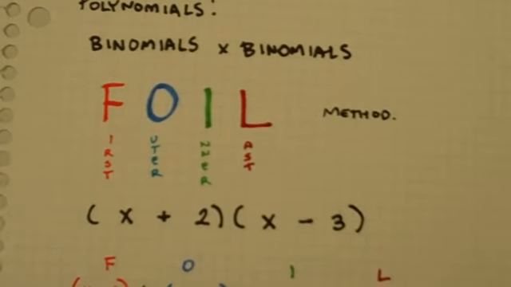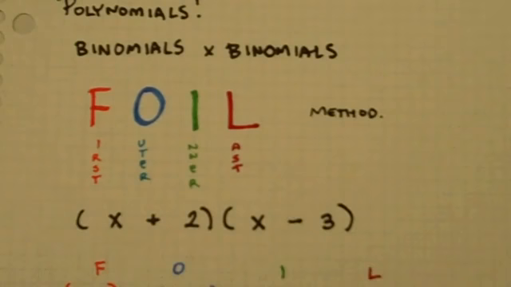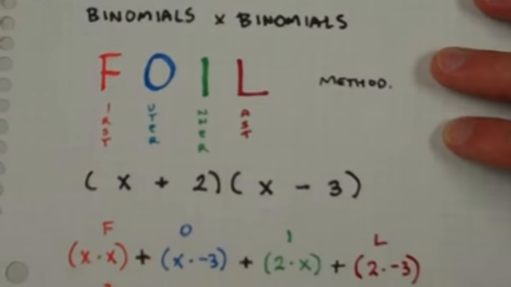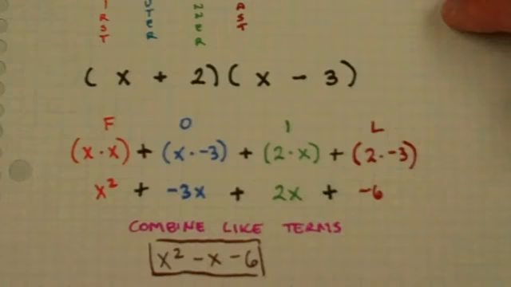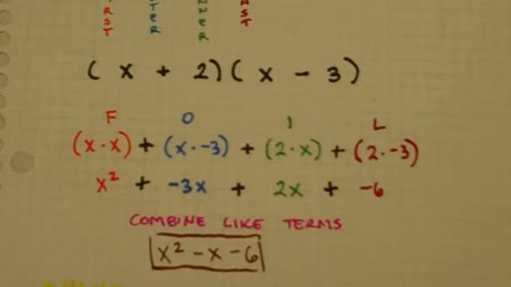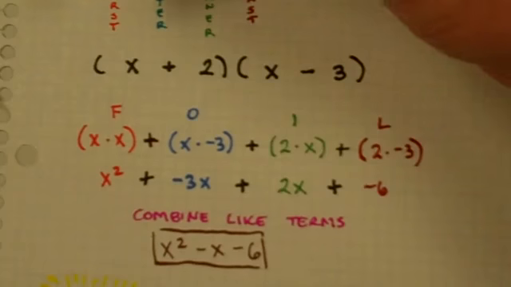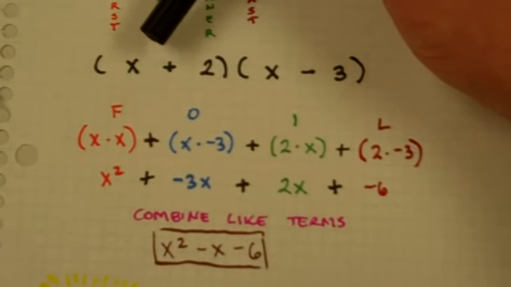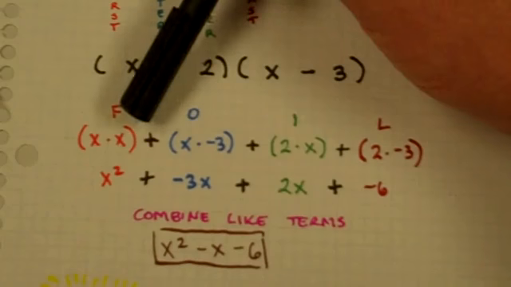So let's take a look at an example where I have x plus 2 times x minus 3. It's a binomial times a binomial. I listed this out the long way. When you're actually doing this, you won't really list it out this way. It would take up way too much time. So first terms are x times x. Notice how it's the first term of each binomial. So we are doing x times x.